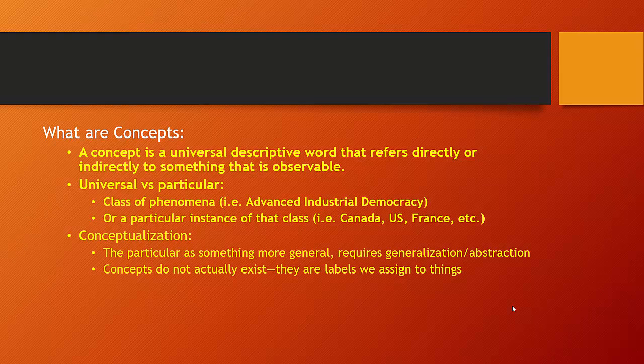A concept is a universal descriptive word that refers directly or indirectly to something that we can observe. When we think about the difference between a universal descriptive and a particular, universals refer to the class of phenomenon. For example, advanced industrial democracies. The particular are the particular instances of that class. So as we think of advanced industrial democracies, we might think the United States, Canada, France, the United Kingdom, etc., as being particular instances of the class of phenomena that we called advanced industrial democracy.